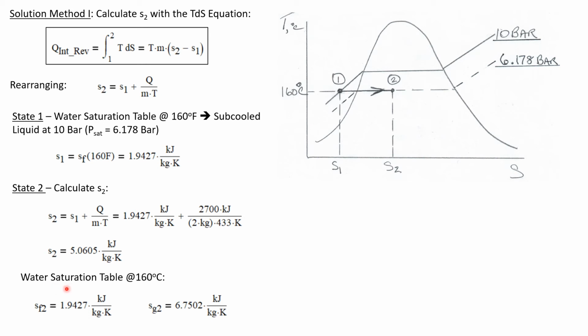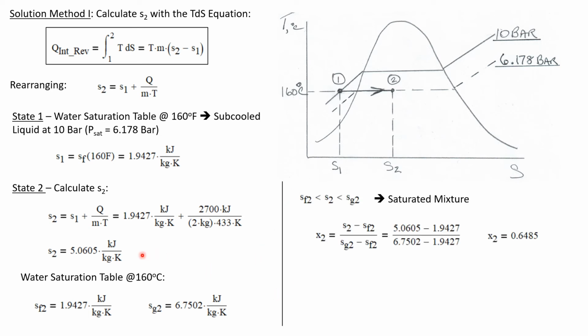Well, back in the water saturation table at 160 degrees C, let's look for values of S sub F and S sub G, and we'll get both of these values here. And let's compare our calculated value of S2 to the values of S sub F and S sub G at 160 degrees C. And what we see is that S2 is in between the entropy of a saturated liquid and a saturated vapor. So true enough, we have a saturated mixture.